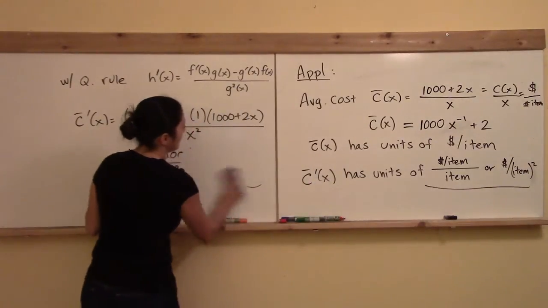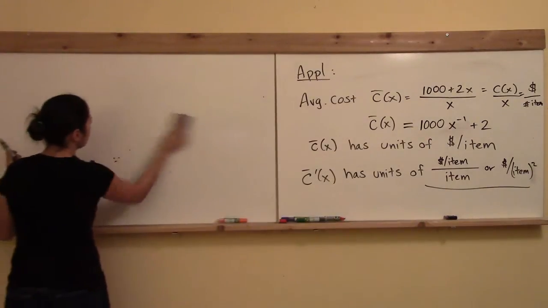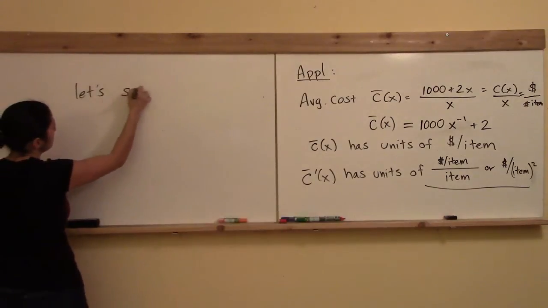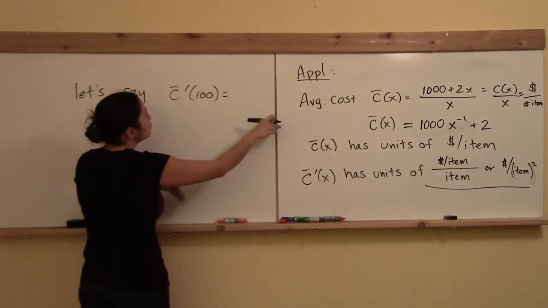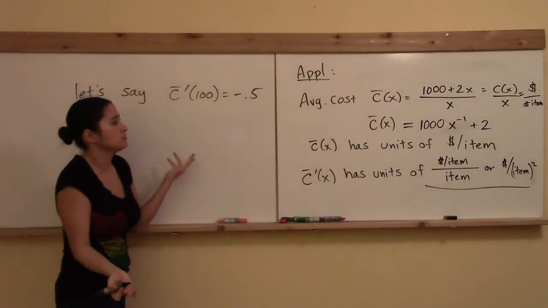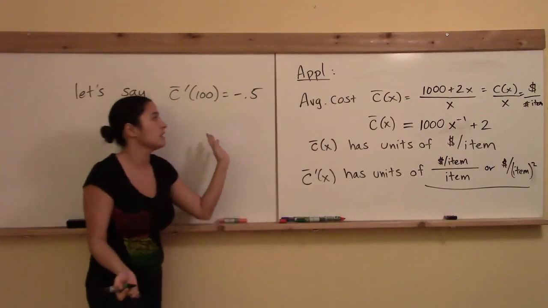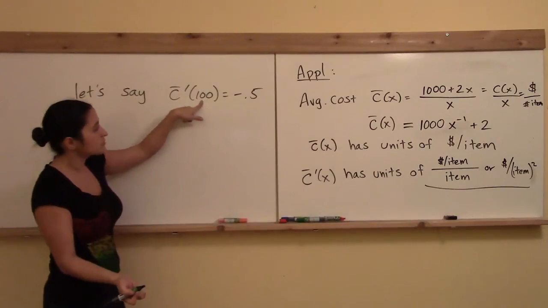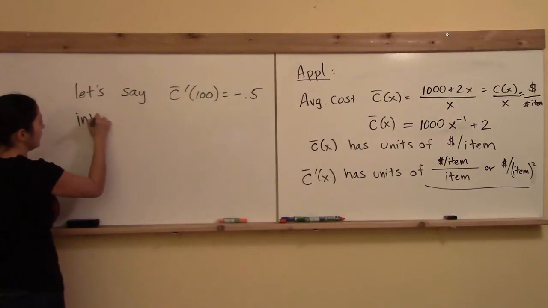Okay, let's interpret that a little bit. C bar prime of x, that's the derivative. So the average cost, just for sake of example, let's say C bar prime of 100 is equal to, I don't know, minus 0.5. Let's just say that we took a value. Now, maybe that's not true for this right here. I'm just making up a number. But let's say that the derivative of the average cost when we're at a production level of 100 items is negative 0.5. What is the interpretation of that?